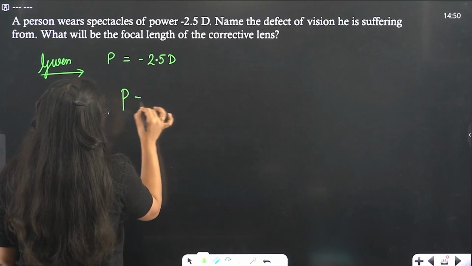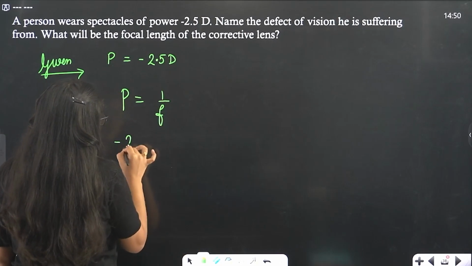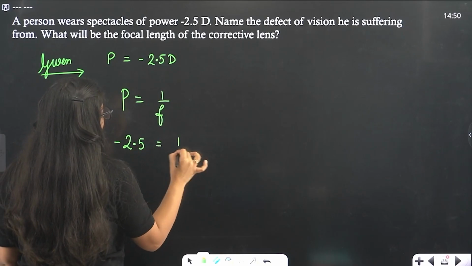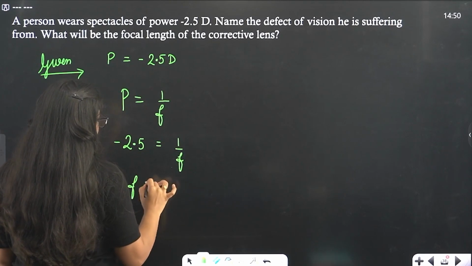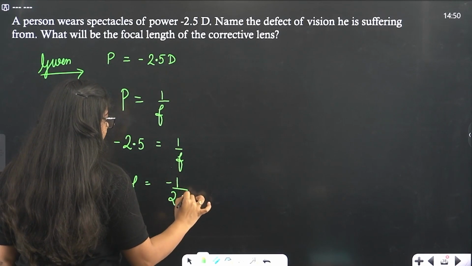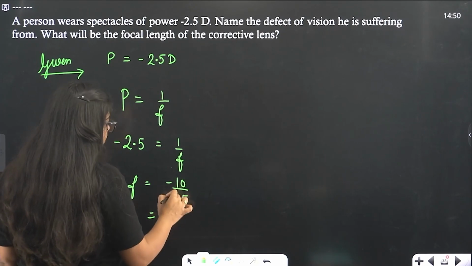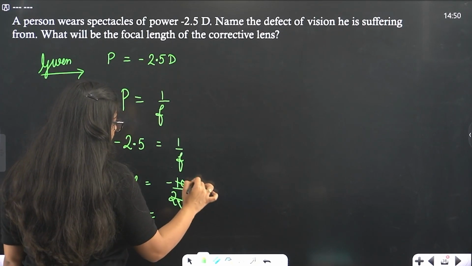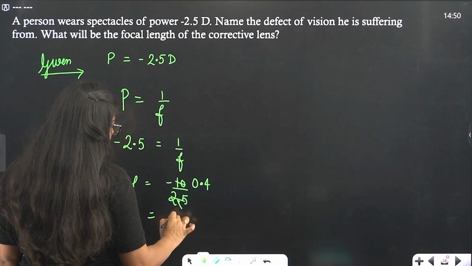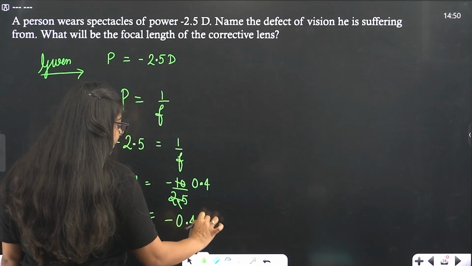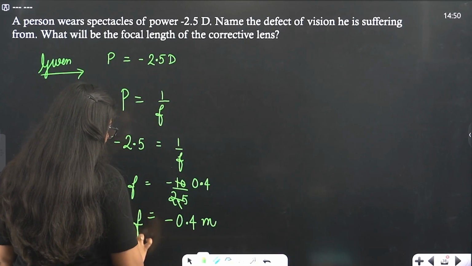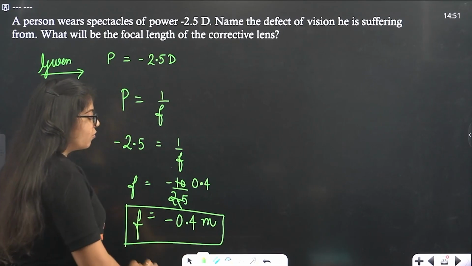So, power is simply 1 by f. Minus 2.5 equals 1 by f. F will be minus 1 by 2.5. So, this will be 10 by 25. Right? So, this is simply 0.4. So, minus 0.4 meters will be your final answer. That is your focal length.